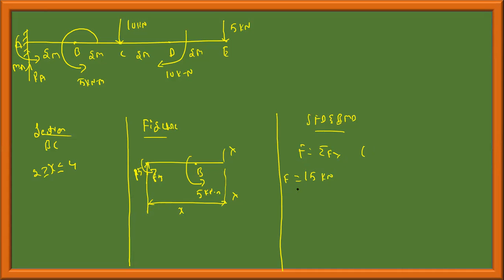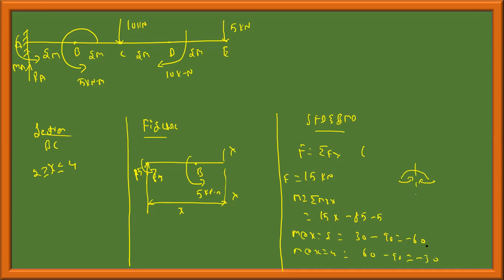kilonewton. M is equal to summation of moment about the section, which is equal to 15 into x. It is bending the beam like this. This is negative 15x minus 85 plus 5. M at x is equal to 2, which is equal to 30 minus 90 is equal to minus 60. M at x is equal to 4 is equal to 60 minus 90 is equal to minus 30.